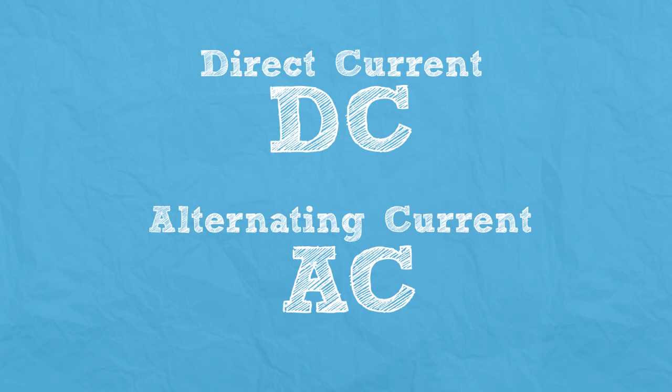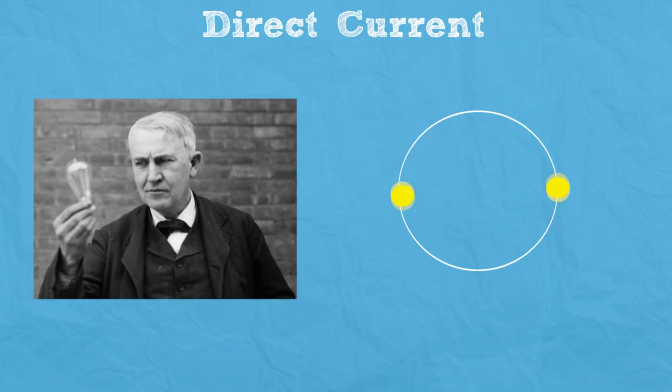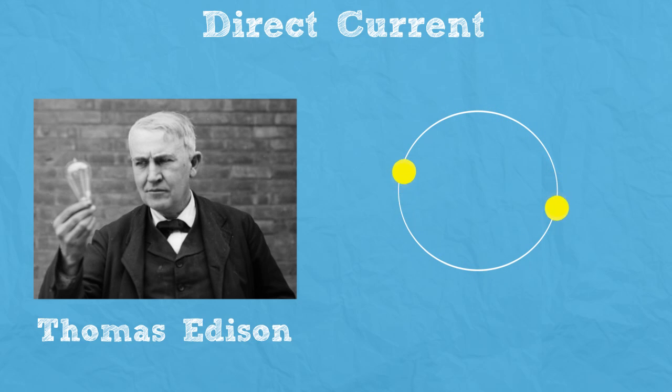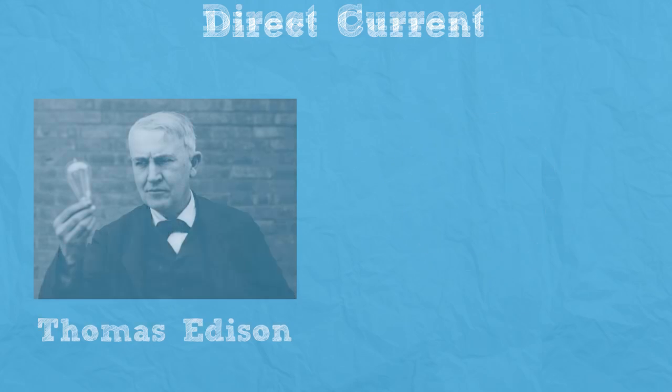However, the electricity coming from the power plant is not the same kind that comes from a battery. There are two different types of power: direct current, or DC, and alternating current, or AC. When Thomas Edison invented the light bulb, he used DC current, or electrons moving in a constant flow from one place to another in a big loop.